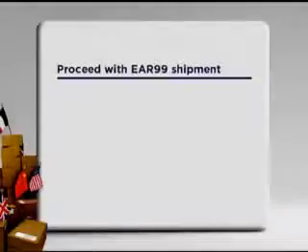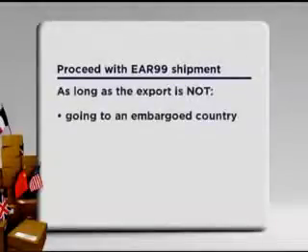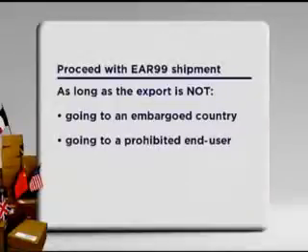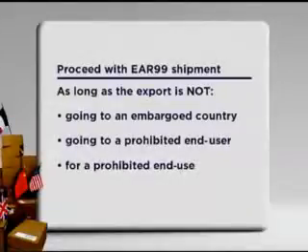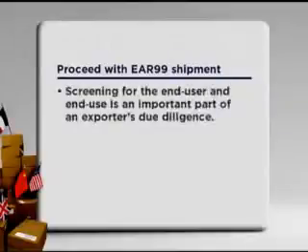Then it's smooth sailing from here. Well, that's one way to look at it. In general, if you determine that your item is EAR99, you may proceed with your shipment, provided that the export is not going to an embargoed country, a prohibited end user, or for a prohibited end use. Screening the transactions for these end user and end use based reasons is an important part of your due diligence as an exporter. Okay, that makes sense.